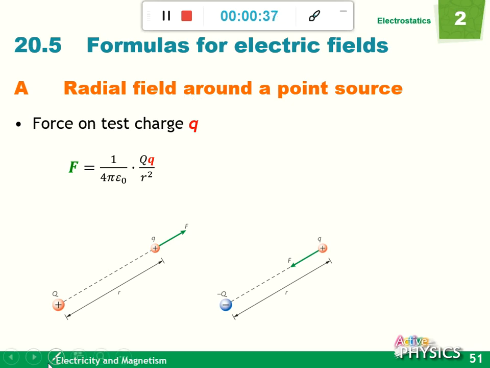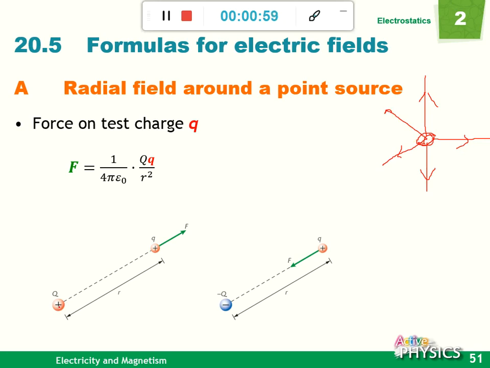You should remember this one. When we have a point charge, then the electric field will be like that, pointing outward from the center. This one we say is a radial field.